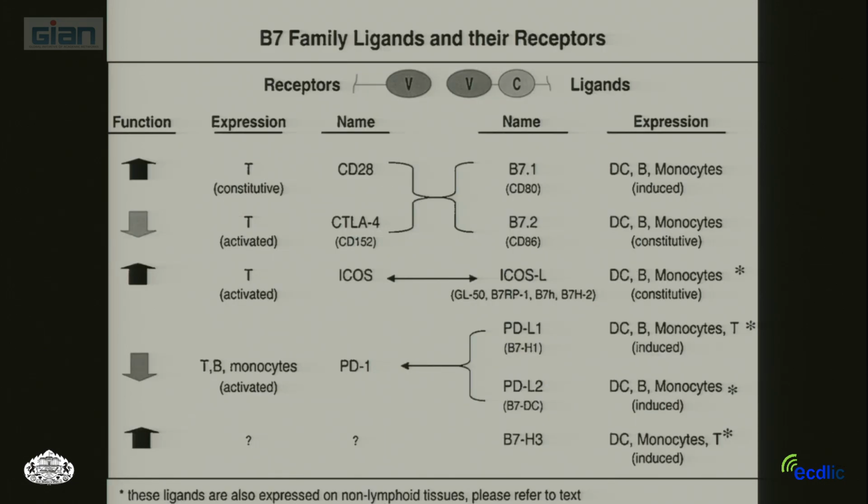So here is a list of all the B7 ligands and receptors, and I will spend some time here. As I said, on T cells you have expression of CD28, and your antigen presenting cells, which could be your dendritic cells, activated monocytes, or B cells, express B7-1 or B7-2, which will interact with or bind to this CD28. And in this case, you will have enhancement of response, clonal expansion.